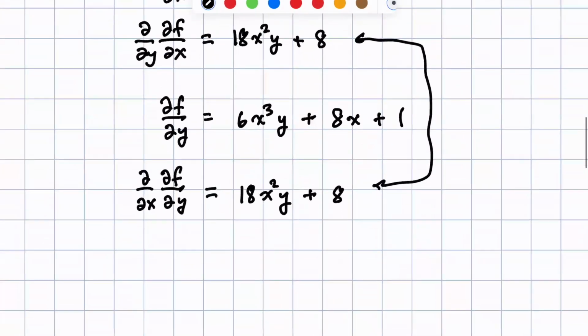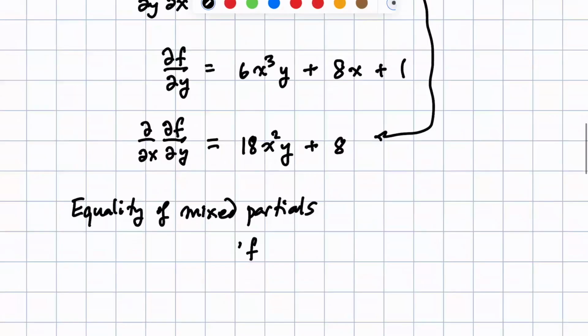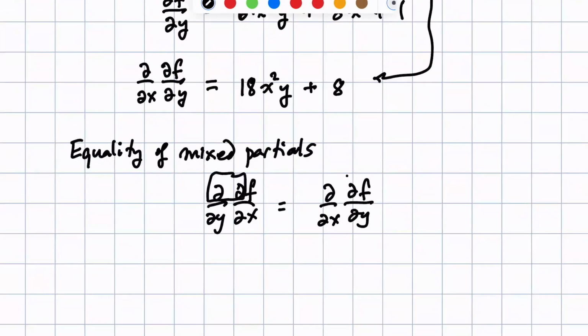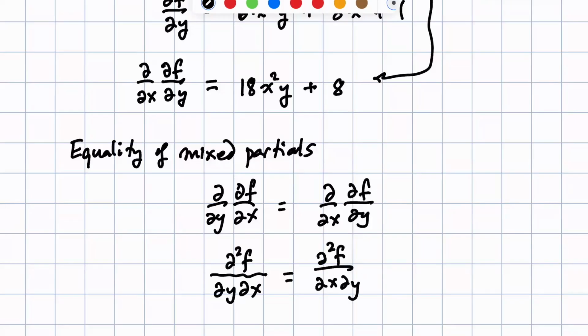So this is a result called the equality of mixed partials. The equality of mixed partials means that if I have a function f and I differentiate it by x first, and then I differentiate in y, it's the same thing as taking f and differentiating by y first, and then differentiating by x. Sometimes you see the d's put together, so you get d squared f over dy dx is equal to d squared f over dx dy. And this will show up in our discussion a little bit later.